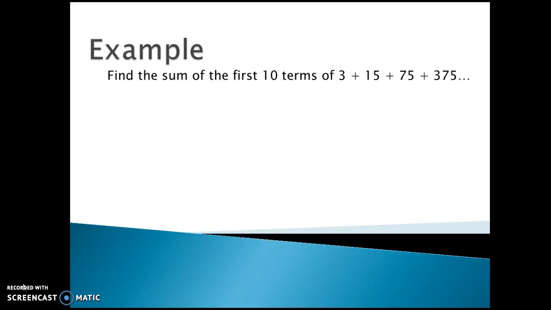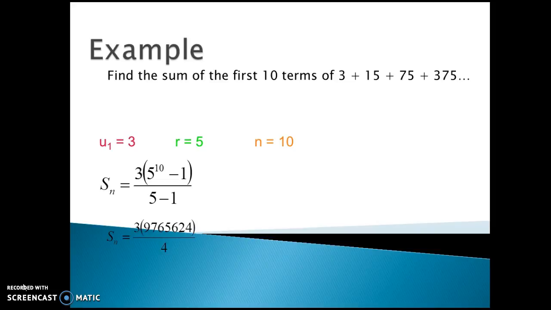For example, find the sum of the first 10 terms of 3 + 15 + 75 + 375 + and so on. Here we substitute u1 = 3, the ratio r = 5, and the number of terms n = 10. Sn = 3 into, substituting in the formula, we get the answer.